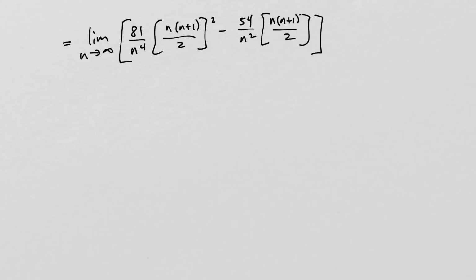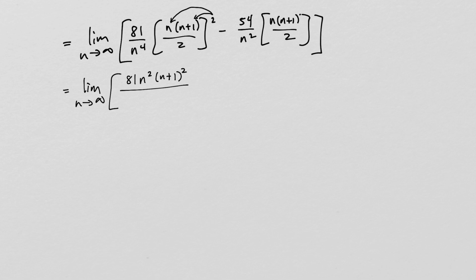Okay, so here is that limit. We have to do a little bit of algebra here. We have the limit as n goes to infinity. We're going to multiply this out, so we're going to square the n, and we're going to square the n plus 1. So that gives us 81 n squared, n plus 1 quantity squared, divided by, and in the bottom here we have 2, actually the 2 gets squared as well, so that's 4 n to the fourth. Minus, and then we have 54 times n plus 1 divided by 2n squared. Okay, so we're just multiplying these here.